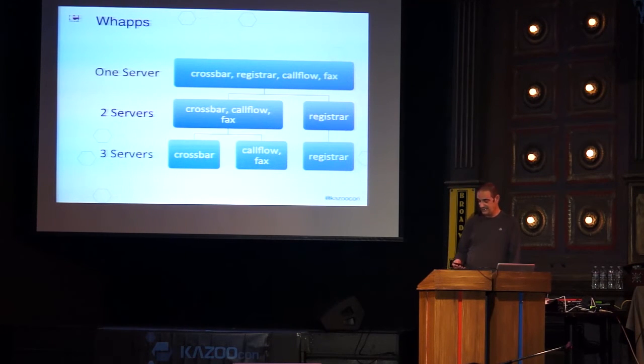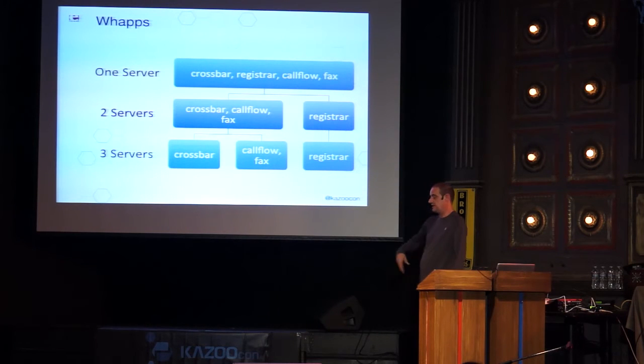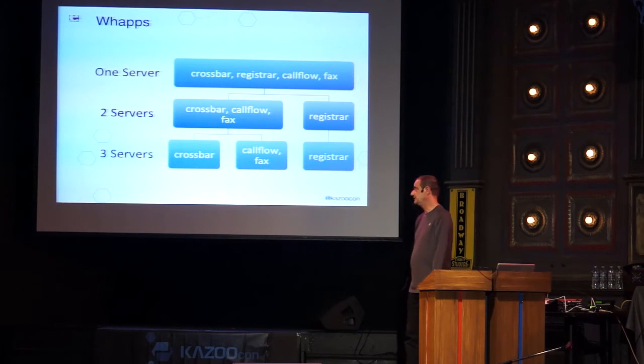So what about the apps, and how do we extend the cluster and make it grow, right? So you start with one server, you get every app on the same server, right? You have Crossbar, Registrar, Fax, Callflow, anyone, it will be on one server. Then you might want to start to add more app servers, right? And adding more app servers doesn't necessarily mean adding another machine or a real server. You can actually start another Erlang virtual machine with a different node name, within the same server.